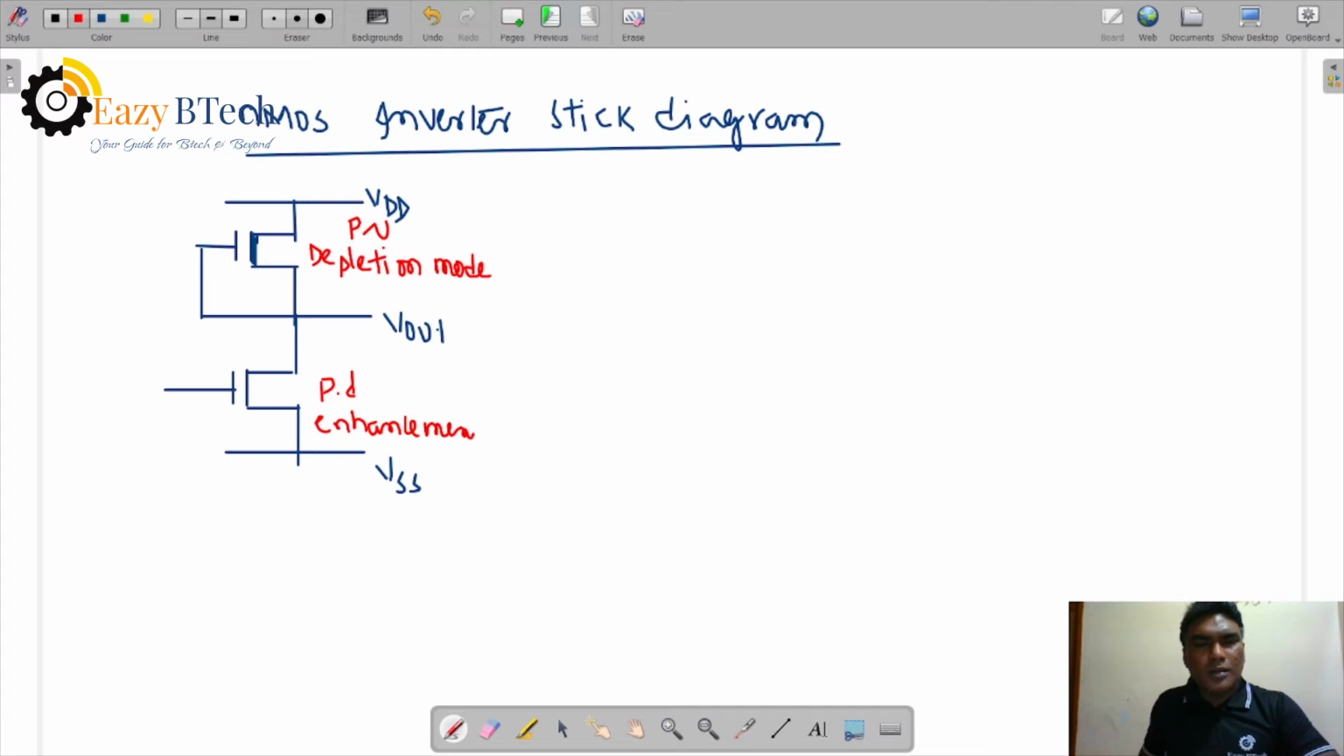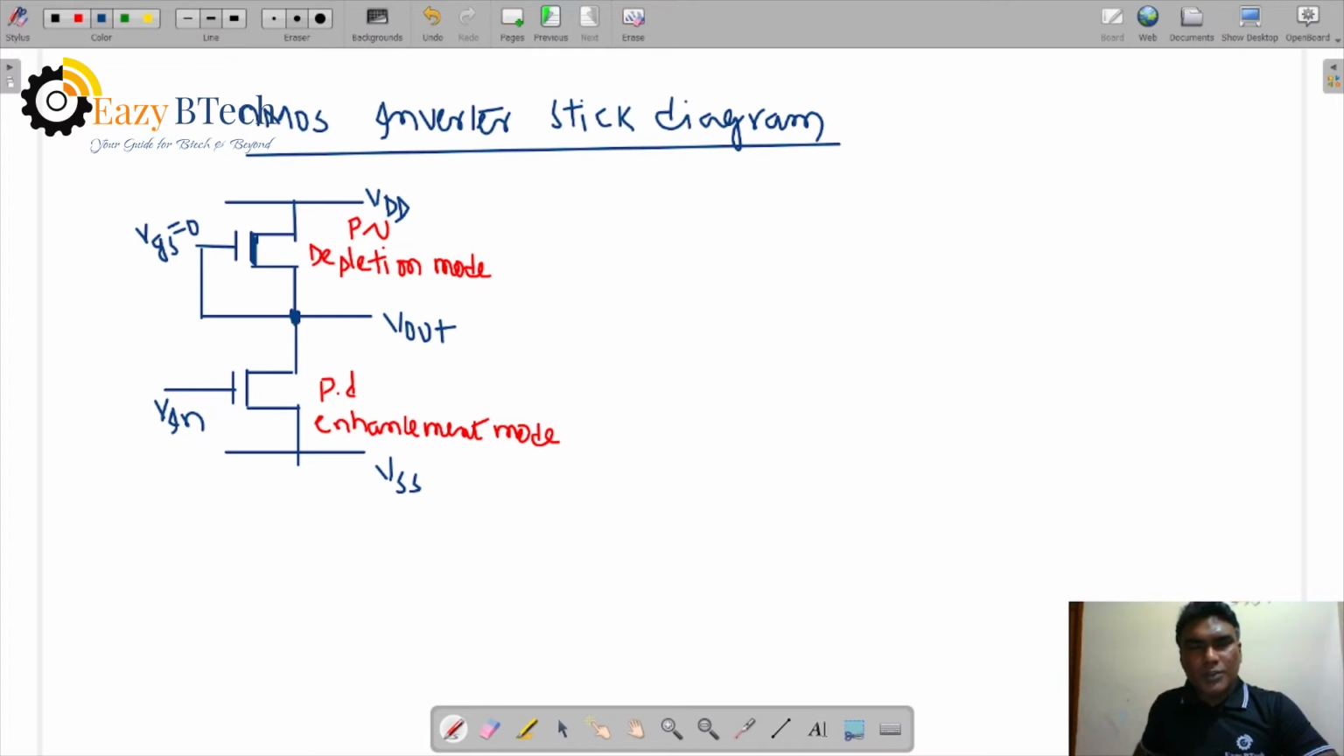Enhancement mode transistor: no channel exists. By applying external gate voltage, there is a channel establishment between drain and source. Here the input we are applying is to the enhancement transistor, and the output is with respect to this enhancement transistor. Depletion is always an on transistor where VGS is equal to 0. We are not applying any gate to source voltage. The channel is already established, the path is established, and there is a current flow from drain to source.